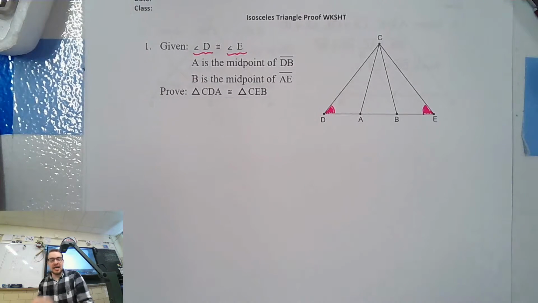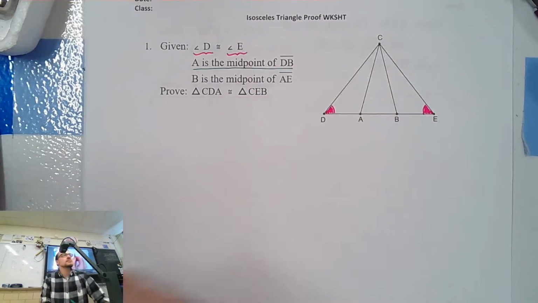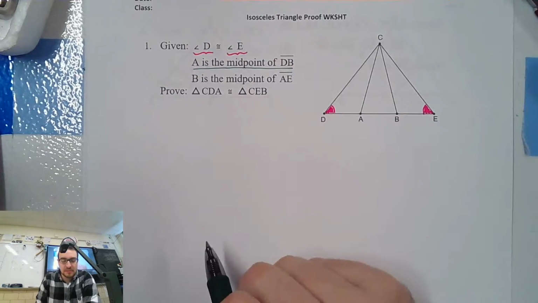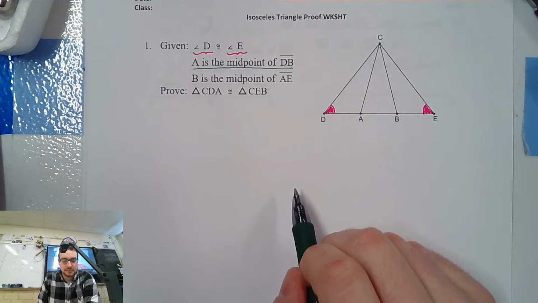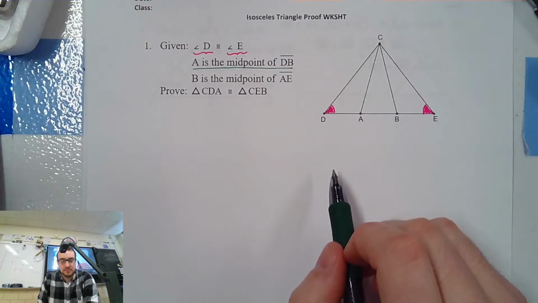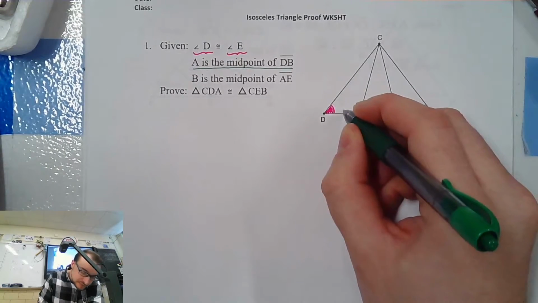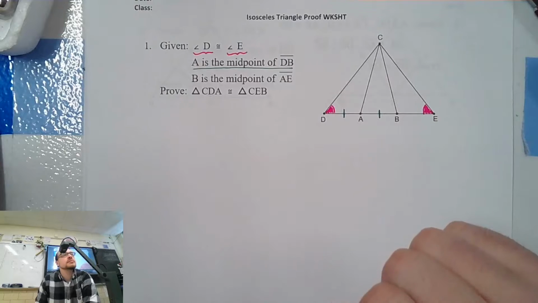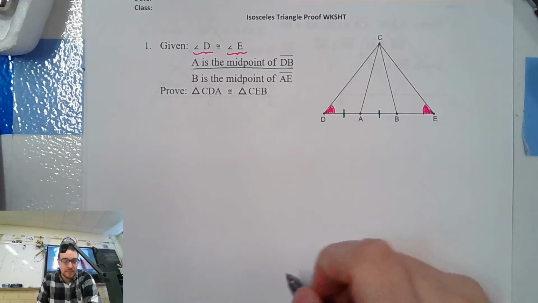They also give us that A is the midpoint of DB. A is the midpoint of DB. So if A is the midpoint of DB, what does that tell us? EA and AB are the same? Yes, DA. I thought you said EA. Sorry. These two are congruent, right? Because that's what the midpoint means. It cuts it in half, right?